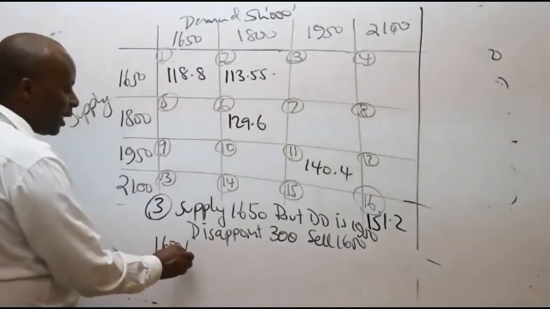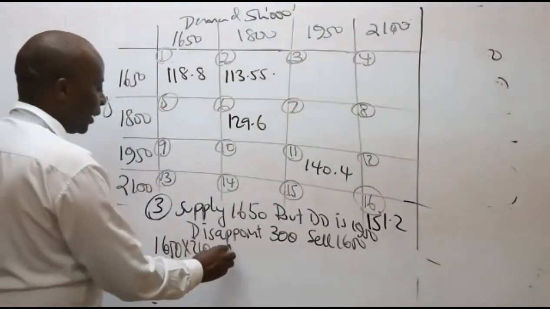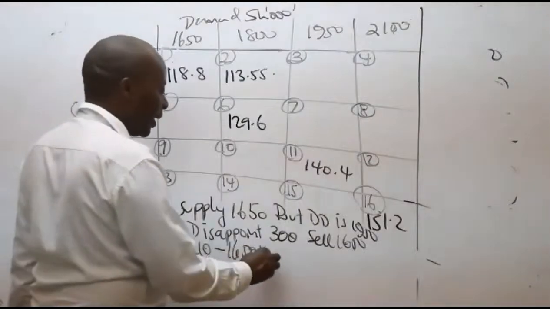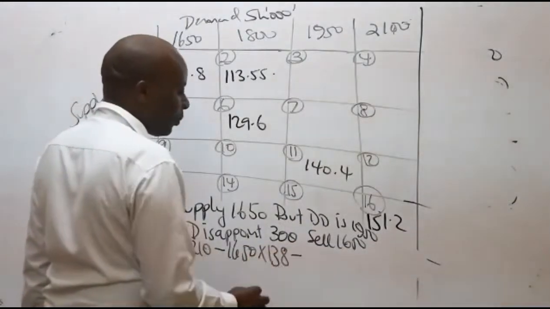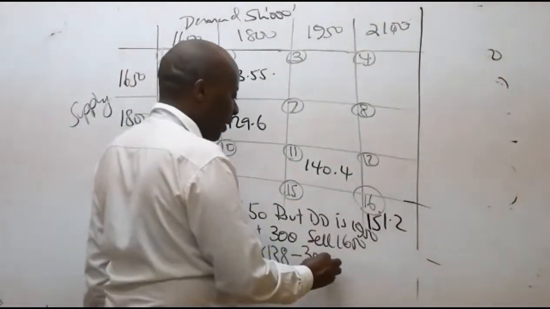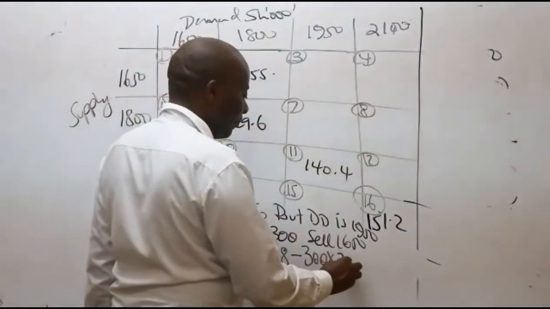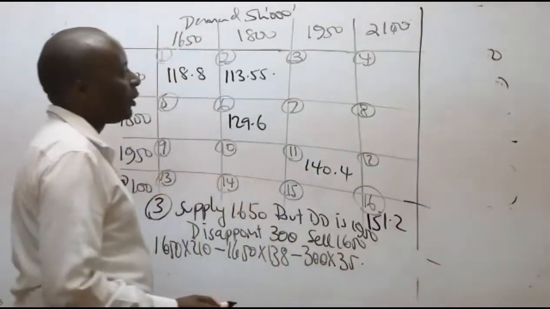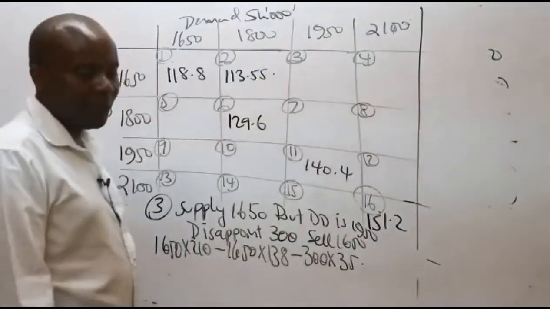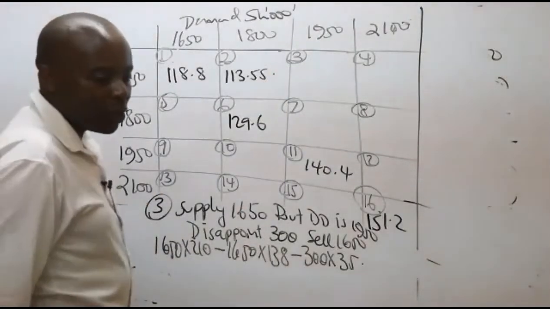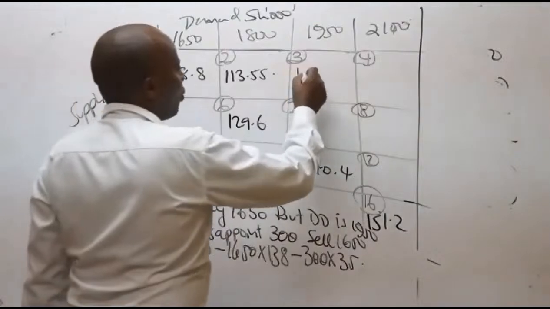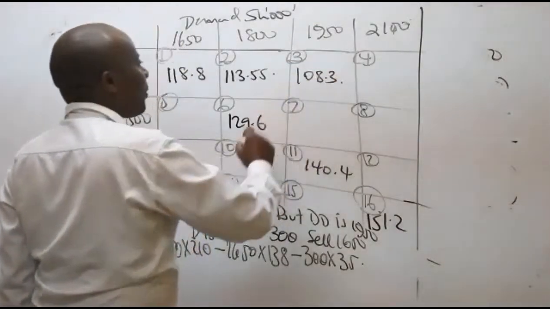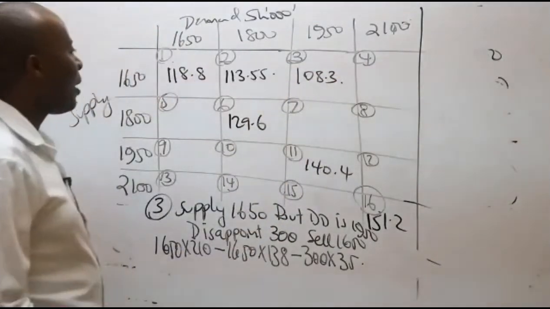1650 times the 210, minus 1650 we have supplied times the 138, minus the opportunity cost of the customers who will be disappointed, 300 times 35. So could you kindly give me something to write here? Number 3. So 108.3. So now I expect you to get for cell number 4.